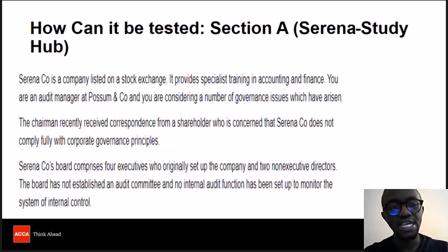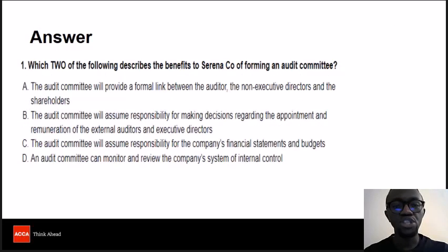You can really see here in the last part of those three paragraphs that there are a few issues. The board comprises four executives and two non-executives. There's no balance, really. There's a mention of the audit committee as well. The board has not established one. There's no internal audit function. So we have multiple issues there. But the question was asked, which two of the following, because this is a Section A question, where we have the case on the left and the question on the right. Which two of the following describe the benefits to Serena Company of forming the audit committee?